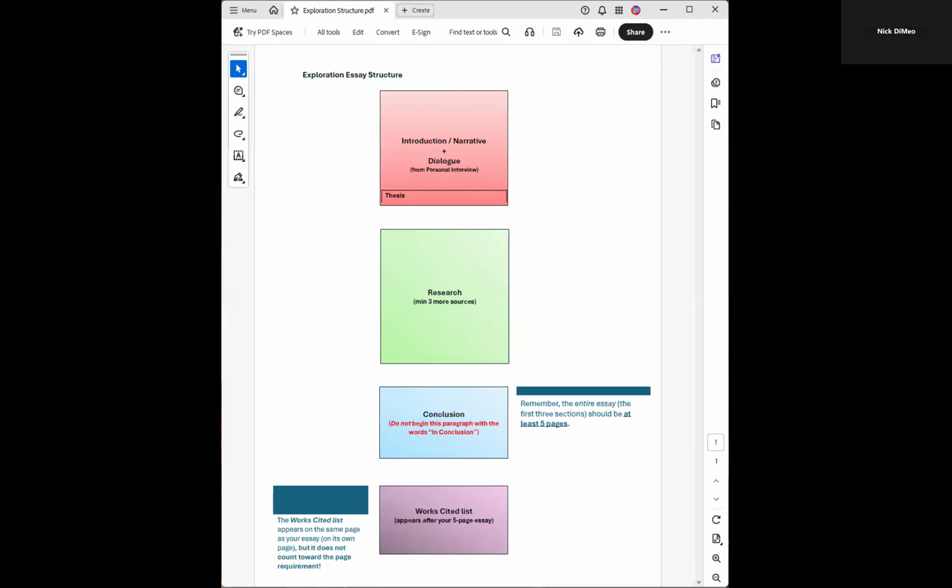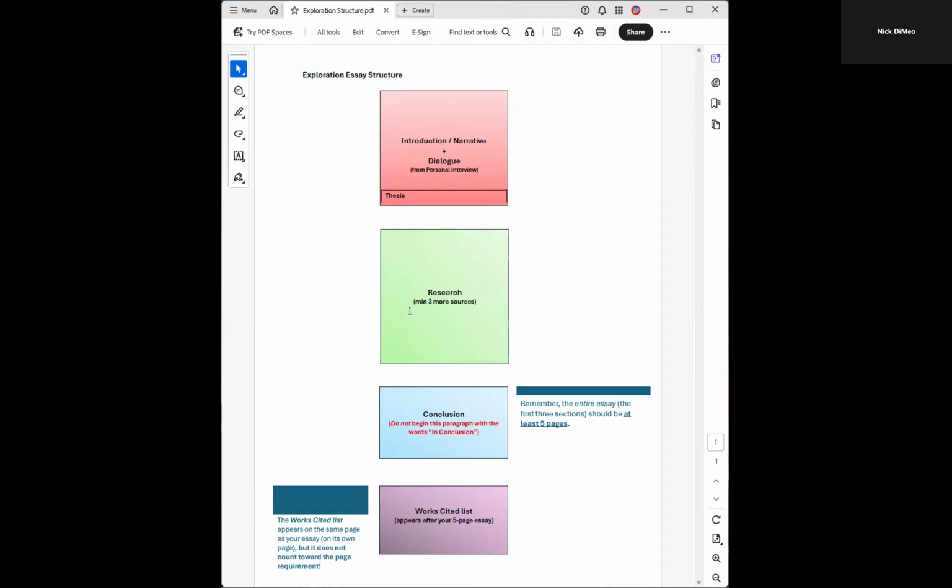This is a representation of what an exploration looks like. Maybe you can see these four boxes. Imagine the four parts of an exploration essay. It begins with this introduction narrative that also includes a dialogue. We're going to be working on this week. This is the first chunk of the paper we're going to be working on.